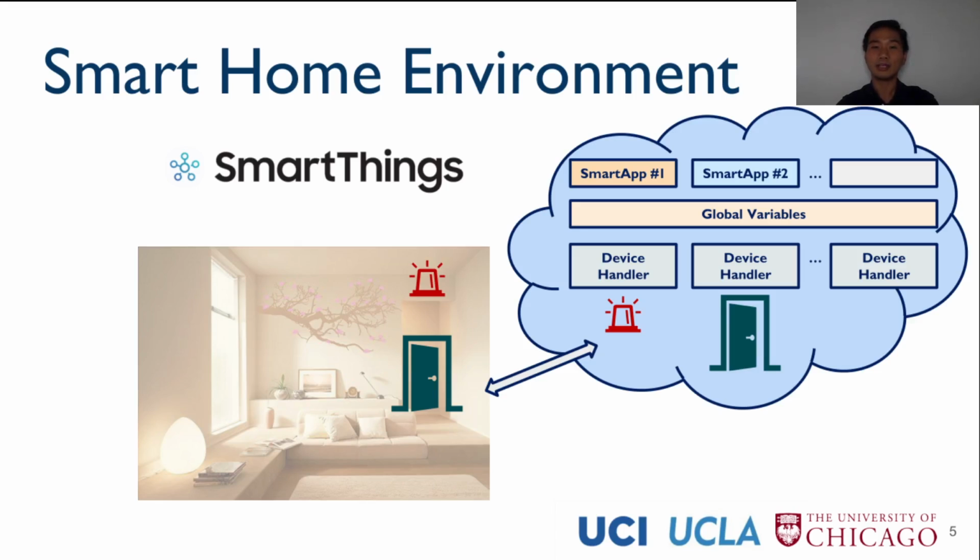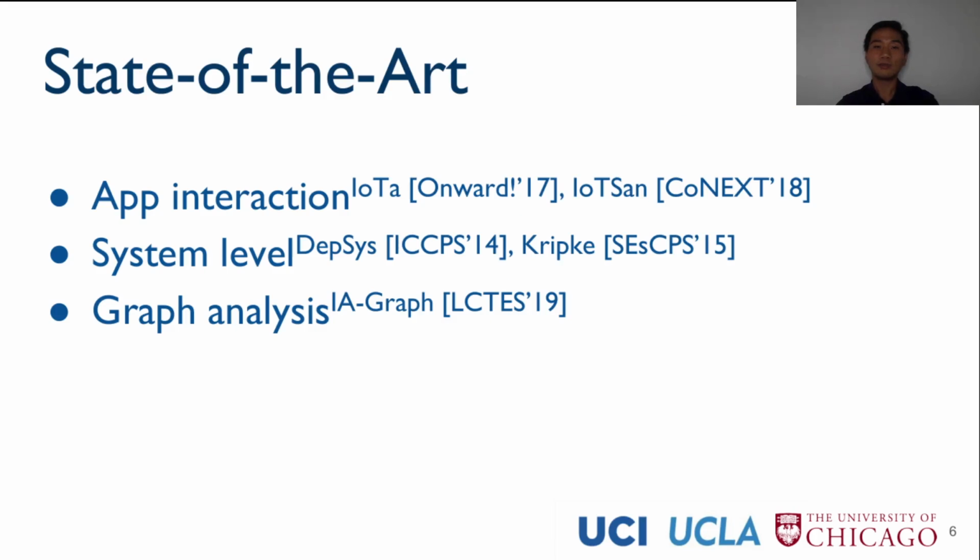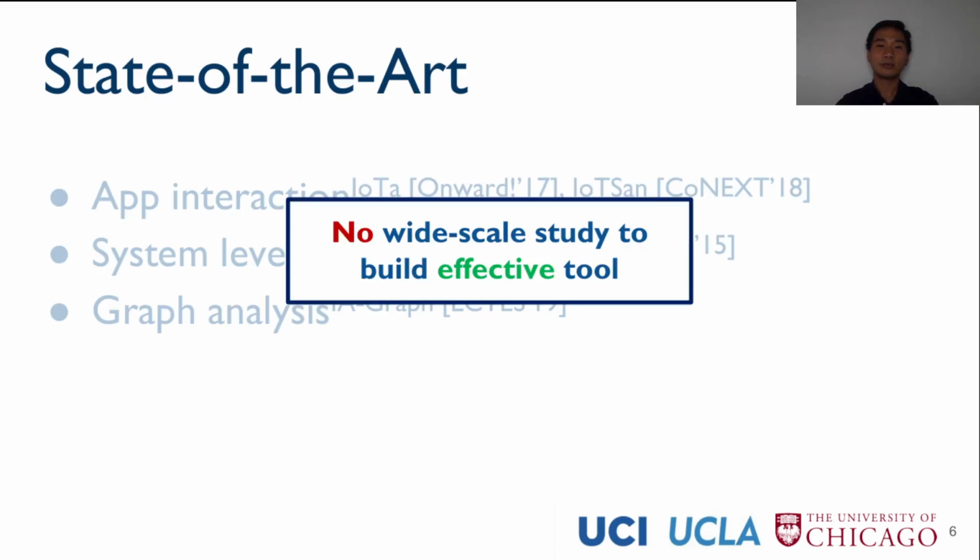Here is some of the state-of-the-art related work in smart home apps that you can find in more detail in our paper. To this end, we did not find any wide-scale study on smart home app interactions. In our work, we first attempt to perform a wide-scale study to understand smart home app interactions thoroughly. Then we use the insights we gain from the study to build an effective tool for conflict detection.